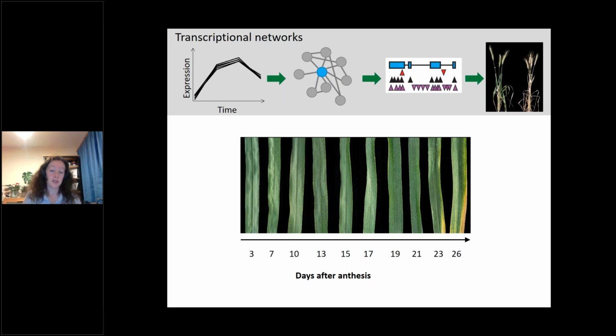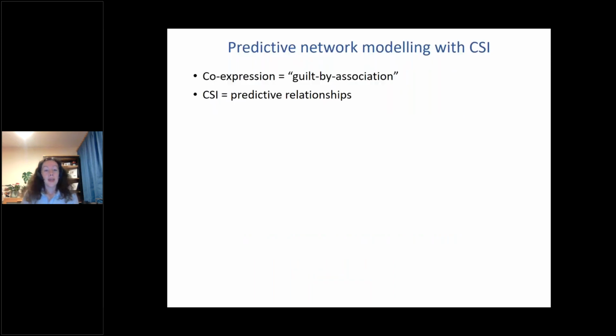So we did RNA-seq on these 10 time points in triplicate. To analyze our data, we tried using two different approaches. The first was co-expression, and the second was causal structure inference, which I'll focus on.